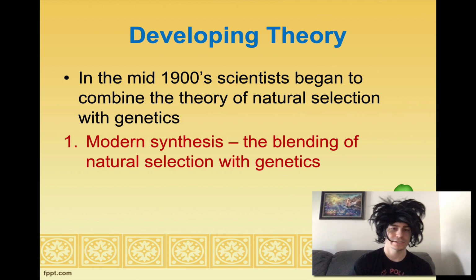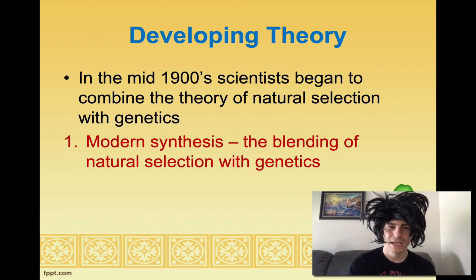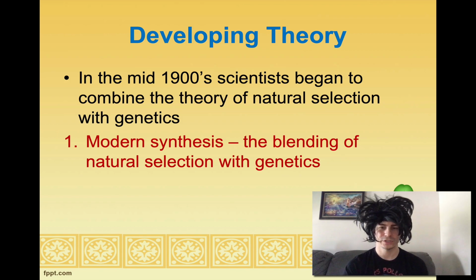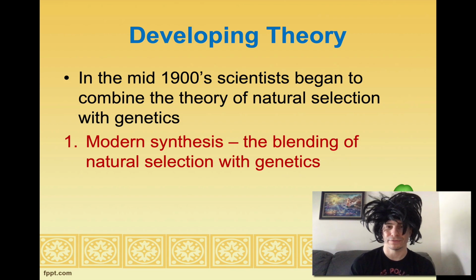Okay, so modern synthesis. We had Darwin, and we also had Mendel. If you remember, we talked about Mendel chapters and chapters ago. I think it was in chapter 9. But Mendel was the genetics guy. And now we got Darwin talking about natural selection. Well, modern synthesis is the blending of this. So in other words, if we take Mendel's genetics together and we take Darwin's theory of natural selection together, we can form them together, and that's actually how we evolve.